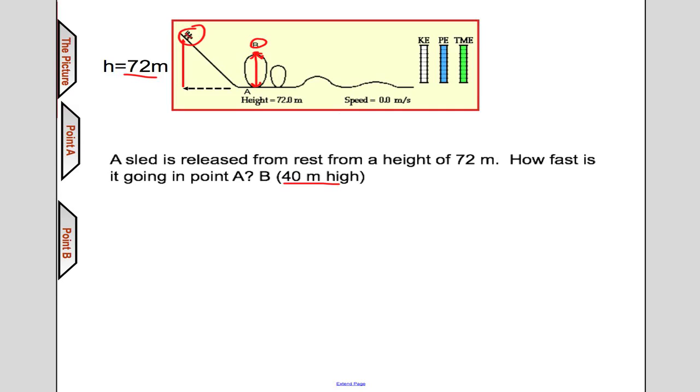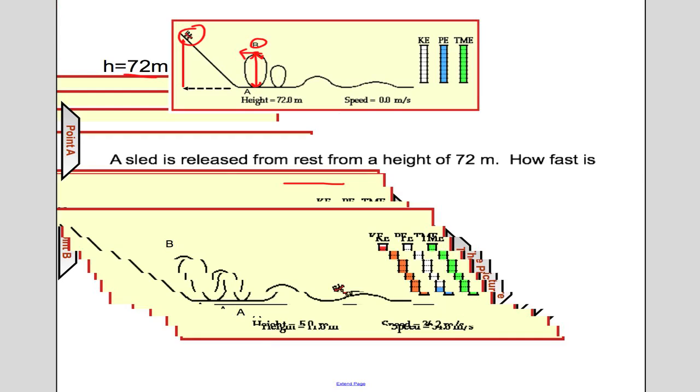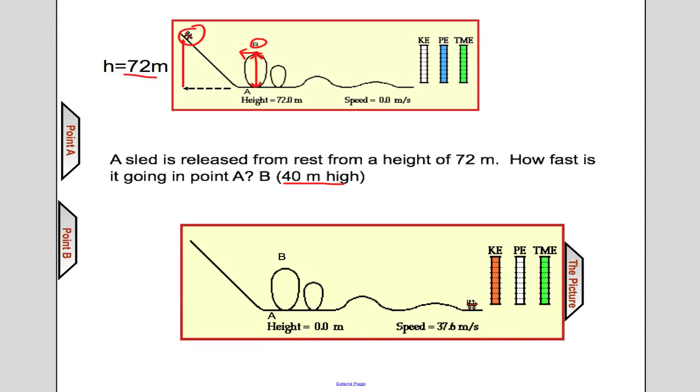This is a picture of what is happening. The object starts at the top, has gravitational potential energy. All that energy is changed into kinetic energy at point A at the bottom. And when it gets to point B, it has both kinetic and potential energy.